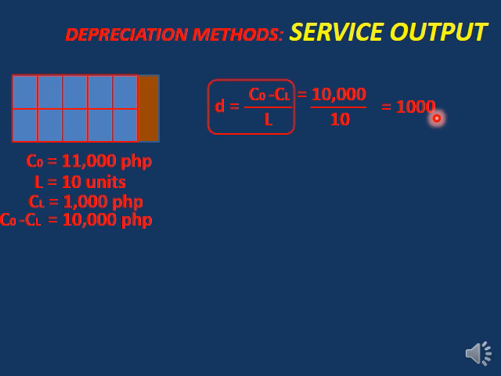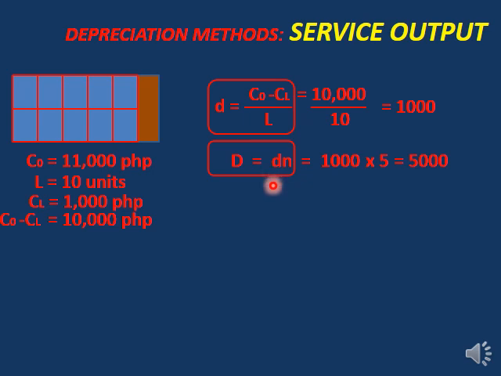This is the formula, and this is exactly the same as the formula for the linear method of depreciation, because the service output method is simply a linear method of depreciation only based on the unit output or on the work output. Now, if we ask what will be the cost of this photocopier after printing 5 units? Well, we multiply 1,000 by 5 to get the total amount depreciated. Then we can say that the total amount depreciated is 5,000. This is the same formula as our linear method of depreciation.